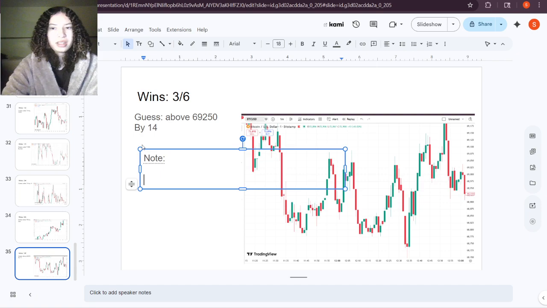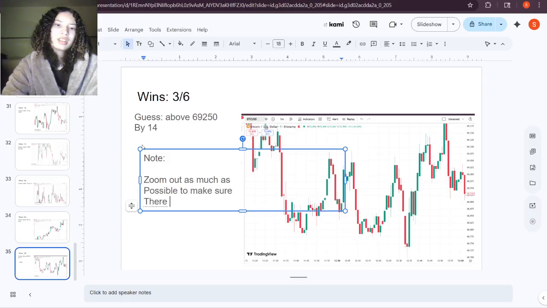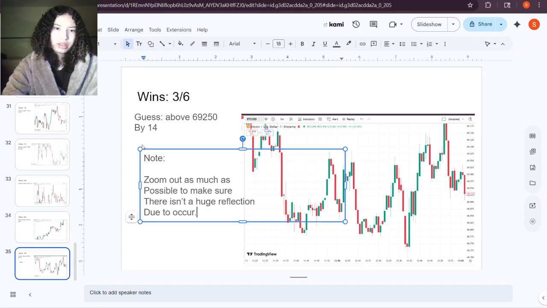We're gonna add a note in there: zoom out as much as possible to make sure there isn't a huge reflection due to occur.